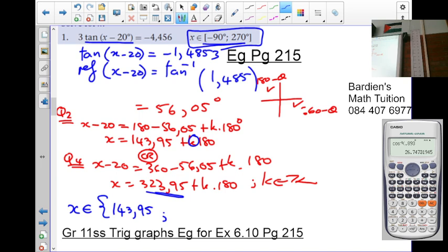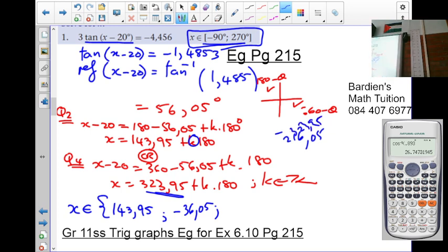Okay. Now if 1 didn't work, will 2 work? Will 3 work? No. So now we try minus 1. So in our calculators we get 143,95 plus negative 1 times 180, which gives an answer of negative 36,05. Now we try minus 2. It will be outside. Then negative 216,05, was this outside? Outside. 323,95 was also outside. Just keep that in mind.